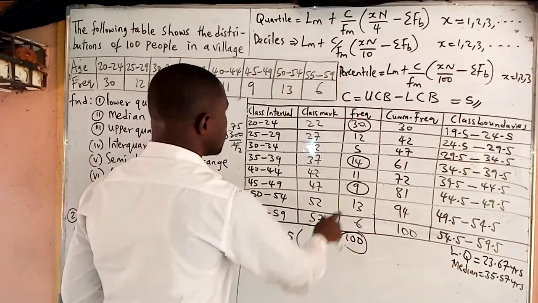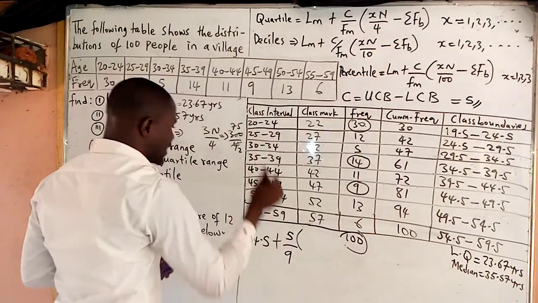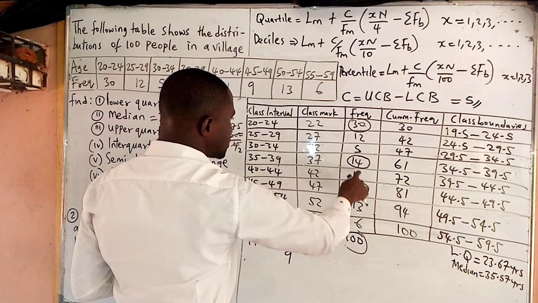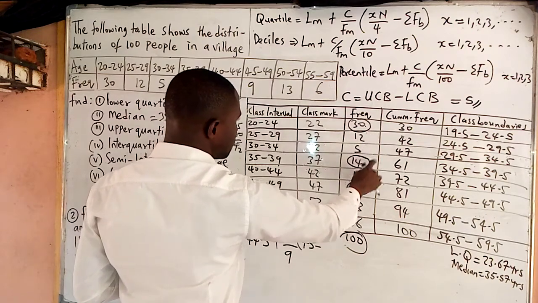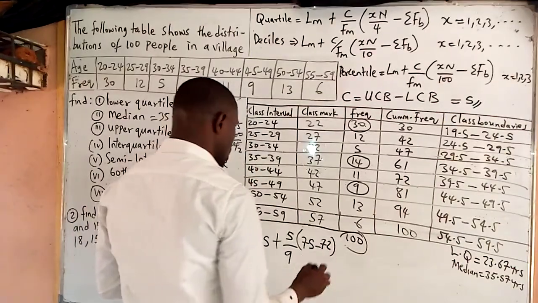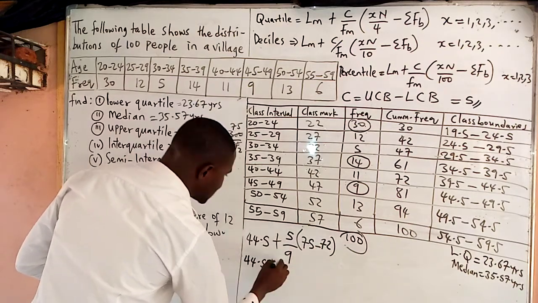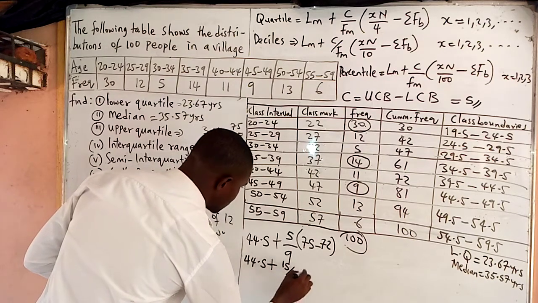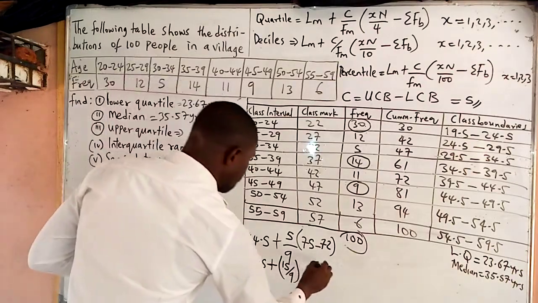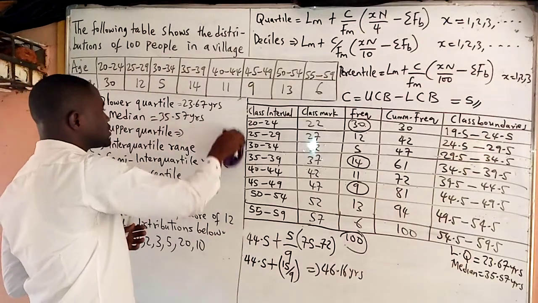What do we have? Bracket. What is 3n over 4? That is 75. Minus, what is the summation of frequency before it? This plus this, 42, 47, 61, 72. So frequency before it sums to 72. That means it will give you 44.5 plus this minus this, 3 times this, 15 over 9. Once you compute this, 4.5 plus that will be giving you 46.16 years. So upper quartile will give you 46.16 years.